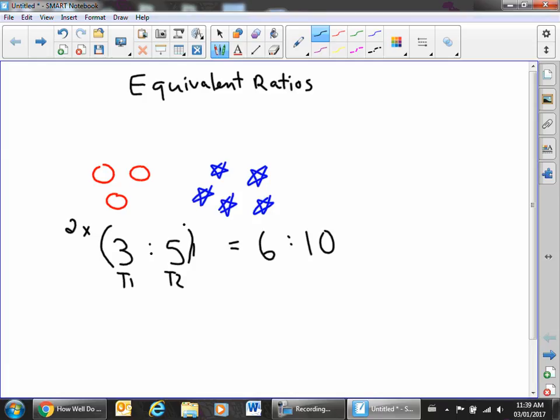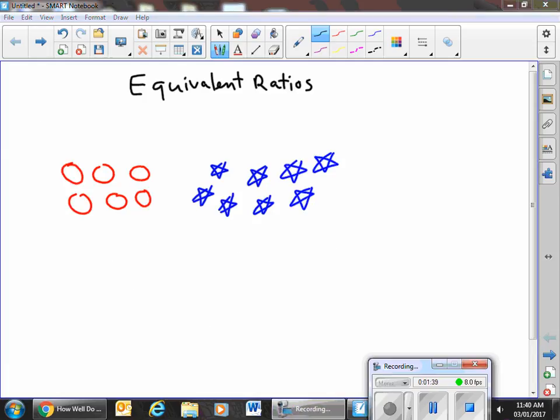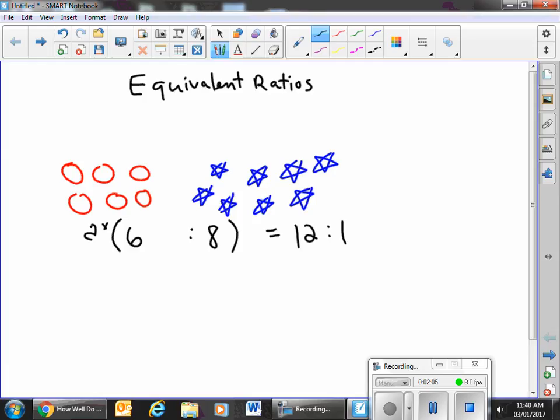Okay? Now the same can be said for division. We're going to take a look at that here in 1 second. Let's take a look at this example. We have a ratio of 6 to 8 circles to stars. Now we can find an equivalent ratio one of two ways here. We can either multiply this. So let's say we wanted to multiply this by 2, and then we would end up with an equivalent ratio of 12 to 16.